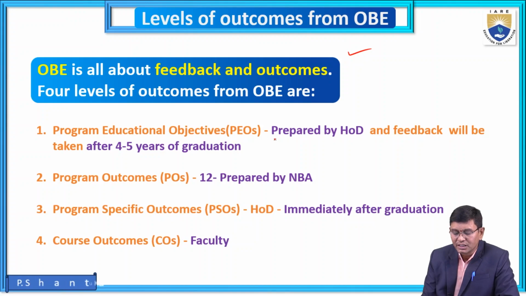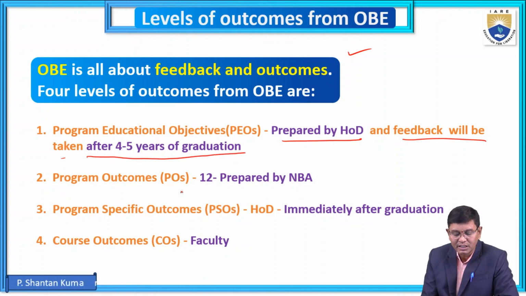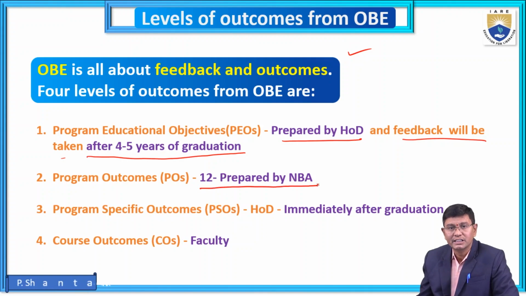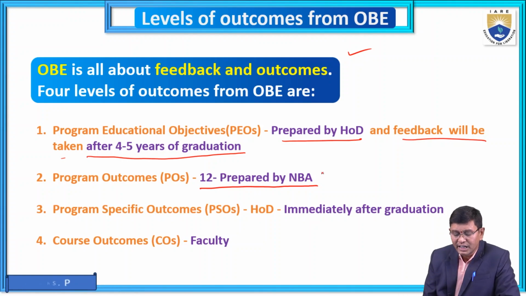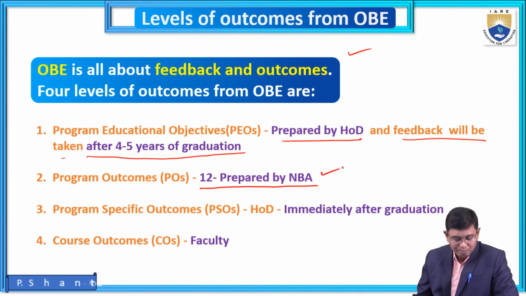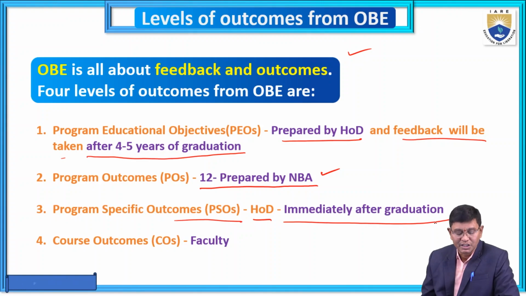One is the POs, which are prepared by the HOD, and feedback will be taken after 4 to 5 years of the graduation level. The second one, the POs are also prepared by the 12th report, generally by the NBA, that is the National Board of Accreditation, and these standards for POs are available from the NBA. And PSOs are generally collected from the HOD immediately after the graduation.